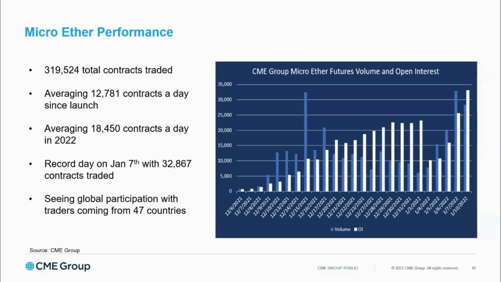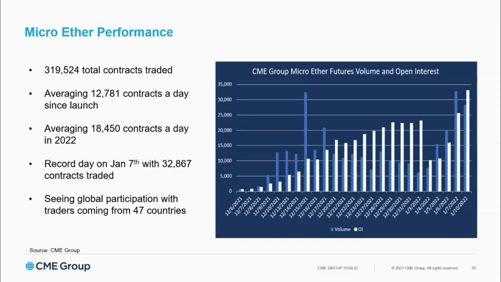So taking a look at how this contract has performed in just over 1 month of trading, what we've seen is just over 319,000 total micro Ether contracts traded in just over a month. We're averaging roughly 13,000 contracts a day since launch. And when you look at this year, it's only been about 5 trading days, right? We're averaging just over 18,000 contracts a day. Last Friday, we saw a record volume day of almost 33,000 contracts traded.